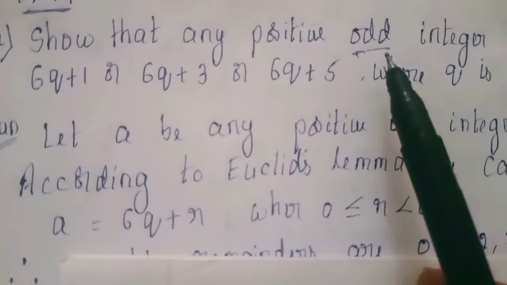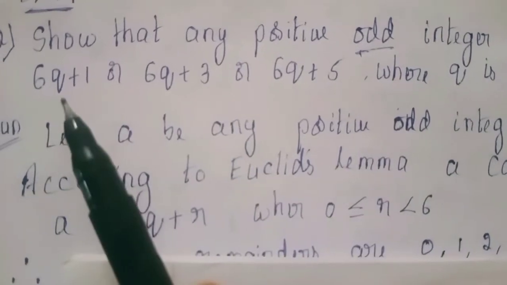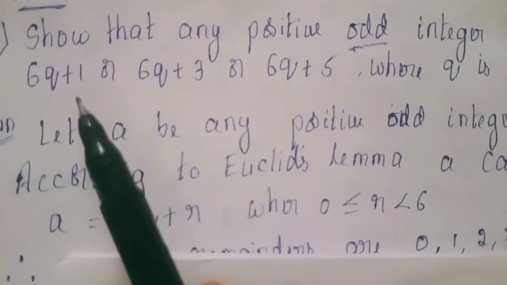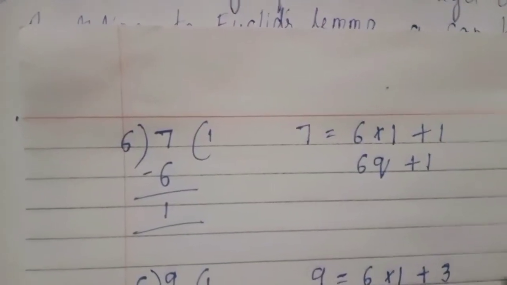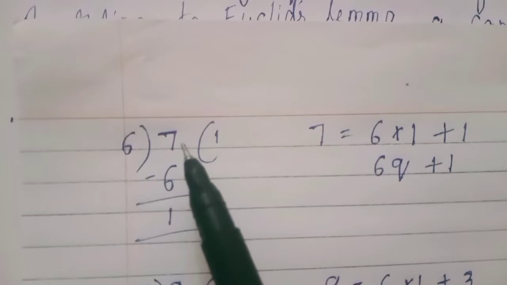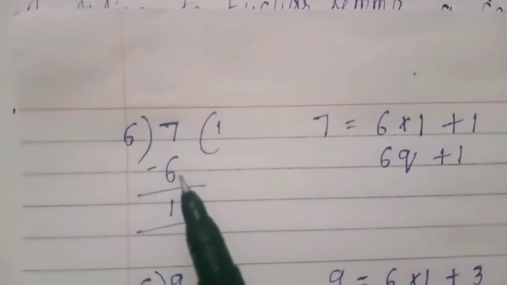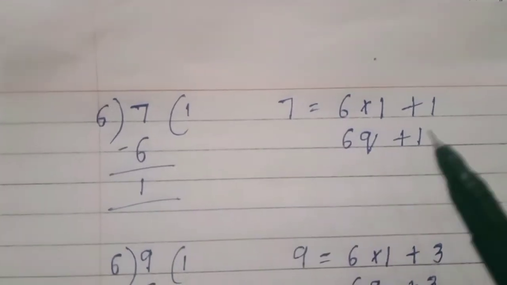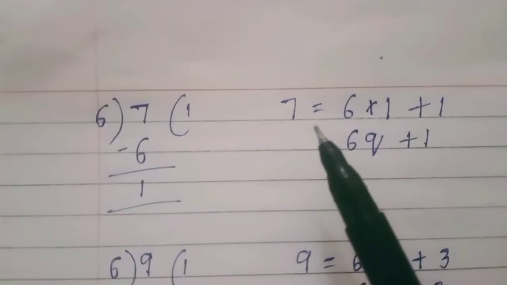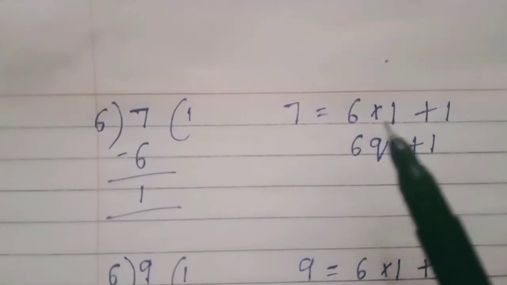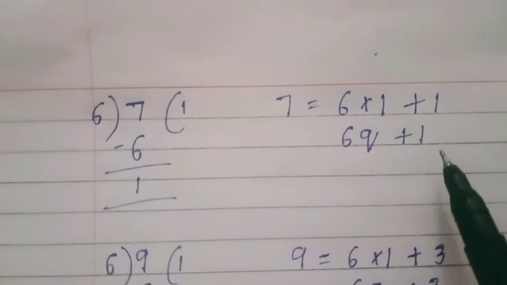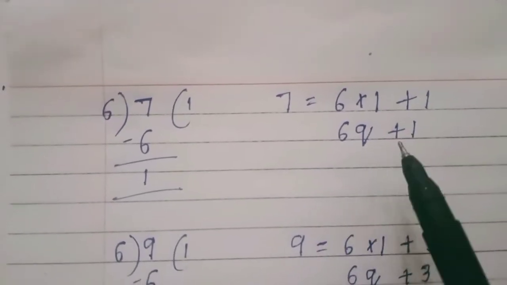Any odd number you can take and divide with 6, and let us check whether we get in this form or not. So now I have taken simple odd numbers. 7 is an odd number. I am dividing 7 by 6. 6 ones are 6. Remainder is 1. So when you write in the lemma form, this becomes 7 equal to 6 into 1 plus 1. That is 6q plus 1 form.